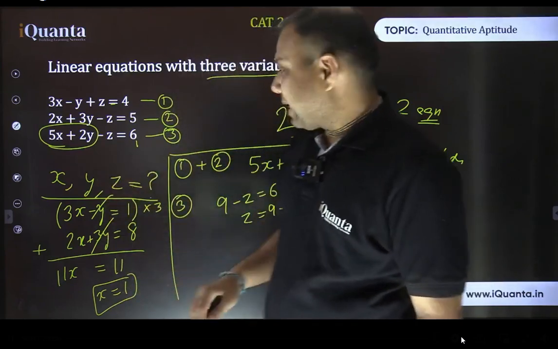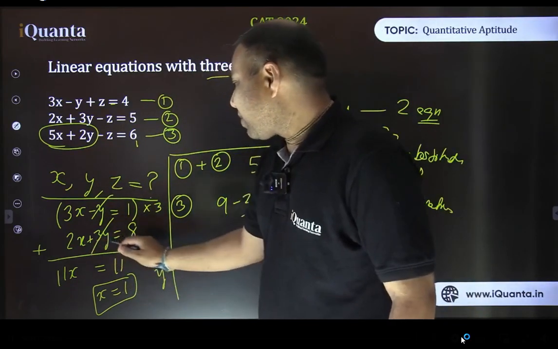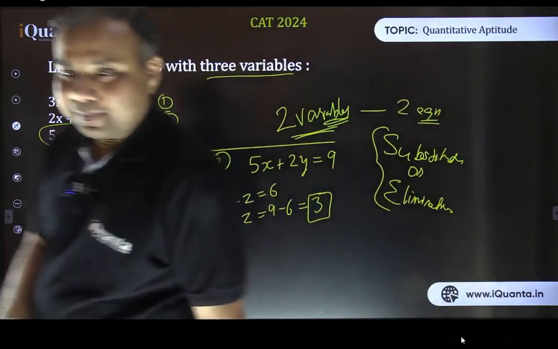And by putting the value of x in any of the equations, you will get the value of y. So let's see, if I put x equals 1 here, 3y will be equal to 6, that means y equals 2. So 1, 2, 3 is the right answer.